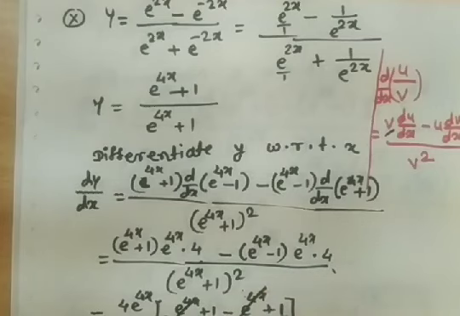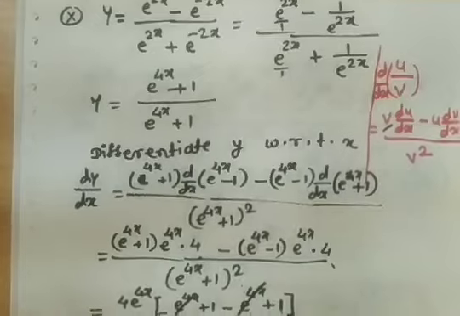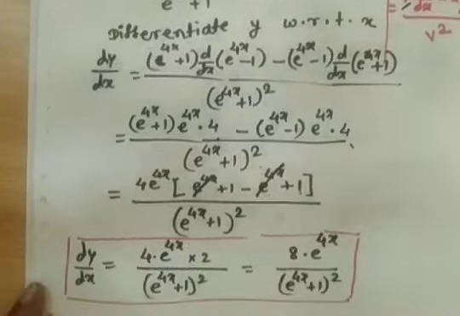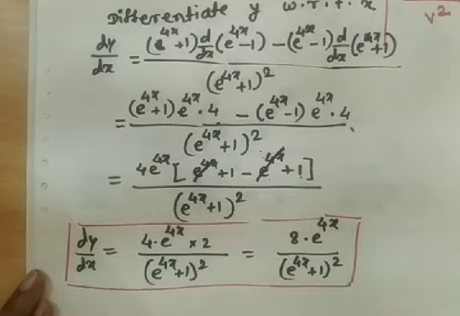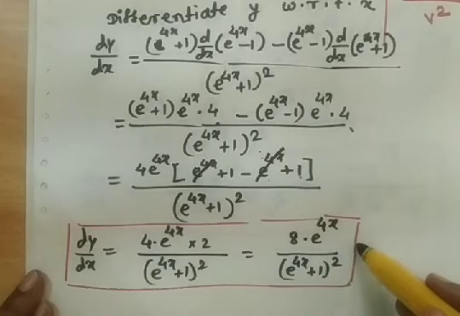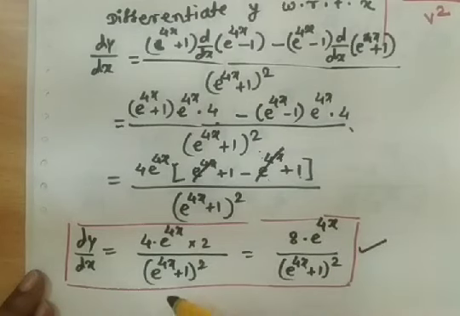This minus minus becomes plus 1, and e raised to 4x minus e raised to 4x get cancelled out, plus 1 becomes 2. Then the last term is 4 into e raised to 4x into 2 divided by (e raised to 4x plus 1) whole square. Then the final answer is e raised to 4x into 4 into 2, that becomes 8, divided by (e raised to 4x plus 1) whole square in the denominator. That is the final answer.